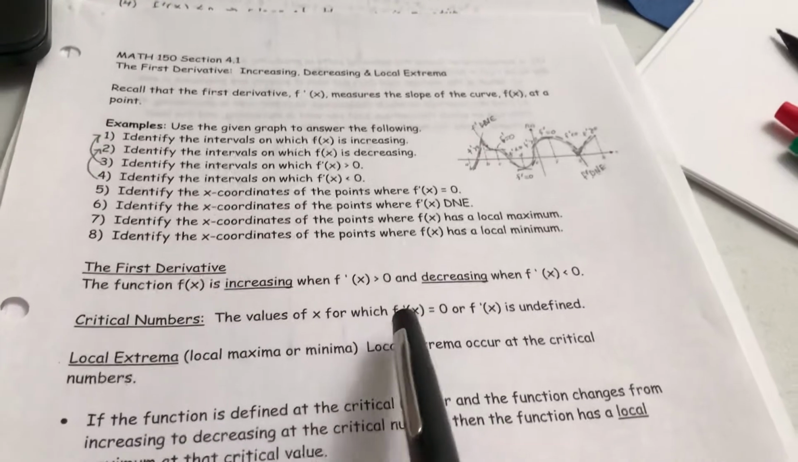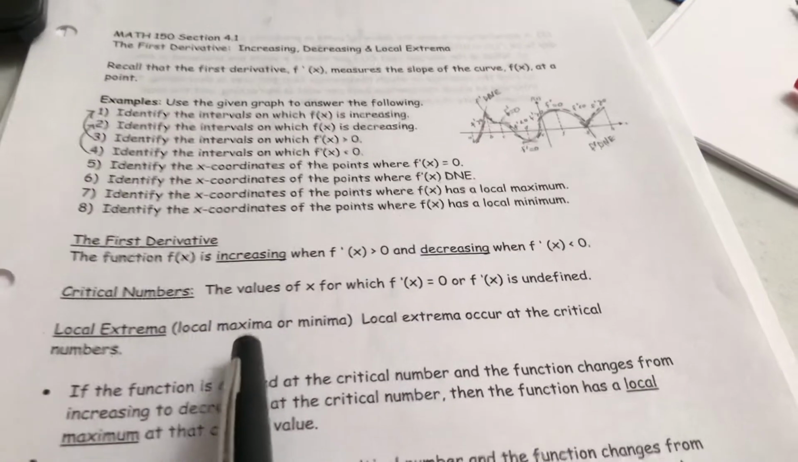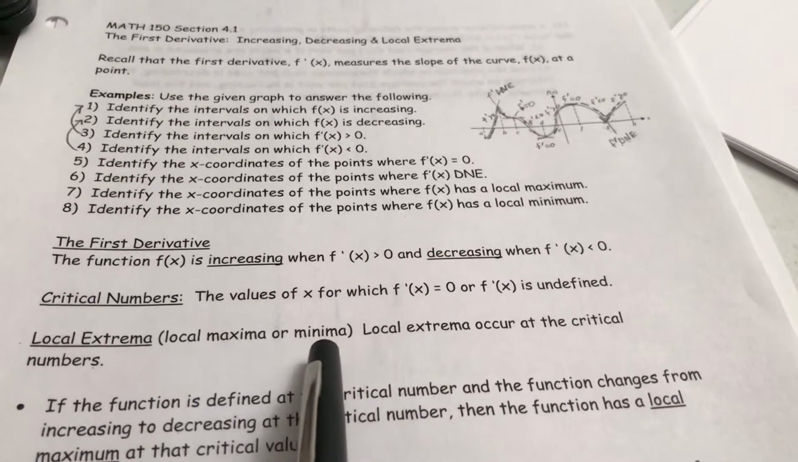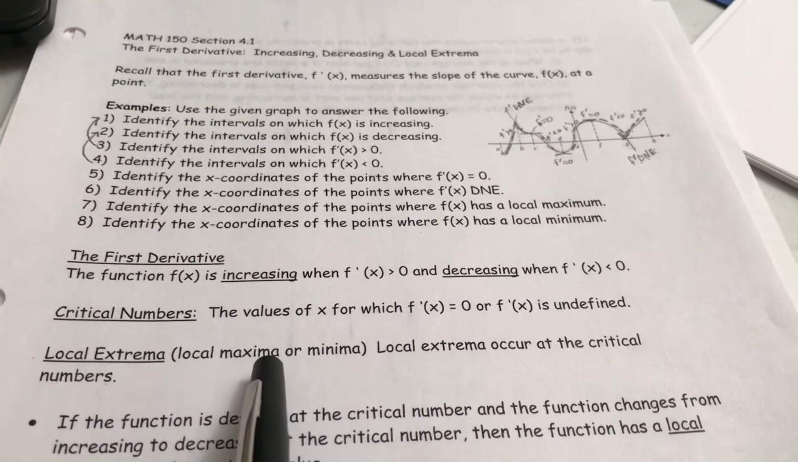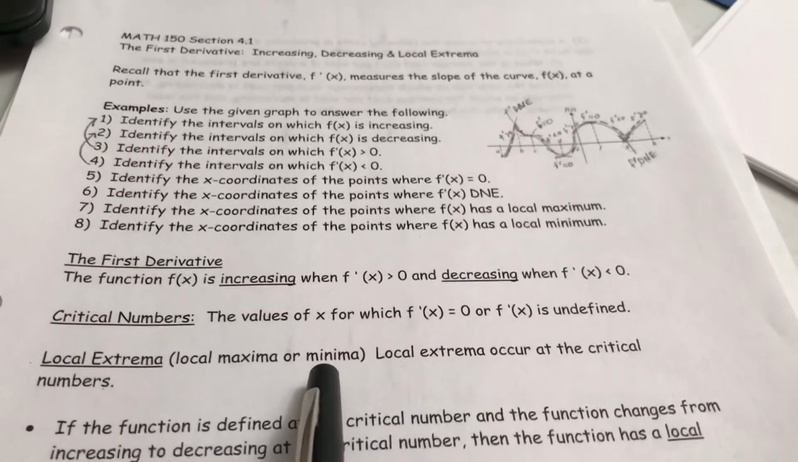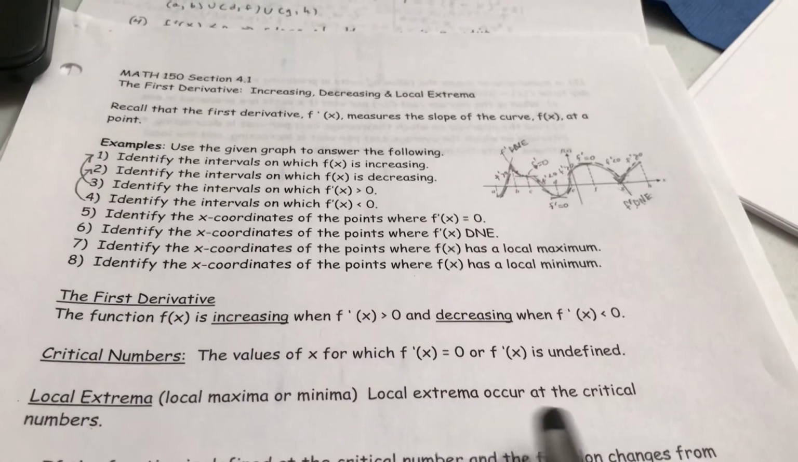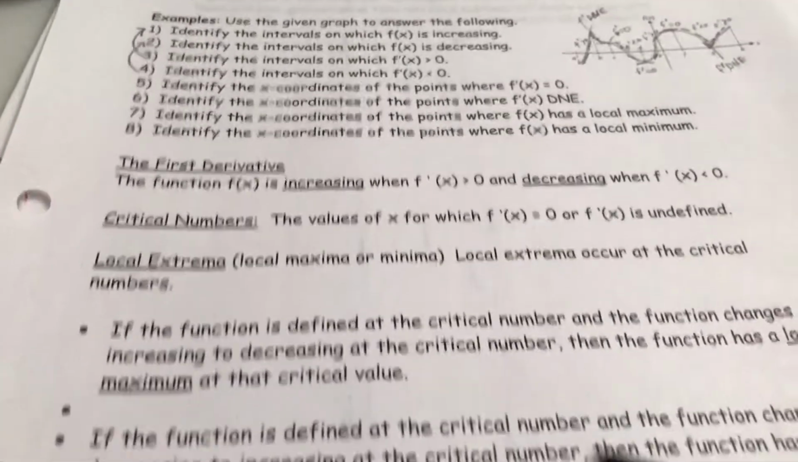Critical numbers, where the derivative is 0 or undefined. Local extrema, that's local maximum or local minimum. And the plural of maximum, minimum is maxima or minima in the math world. You can also say maximums and minimums. Local extrema, that's saying everything at once, occur at the critical numbers.